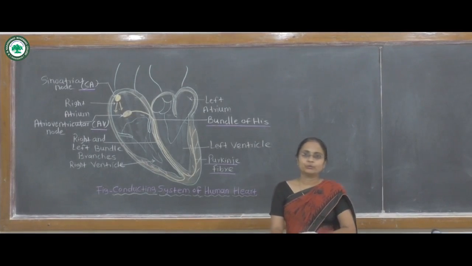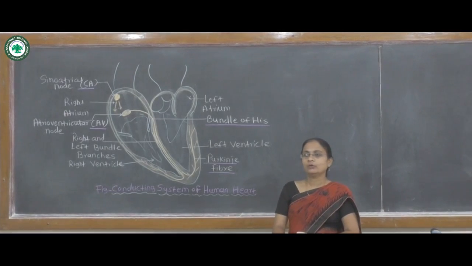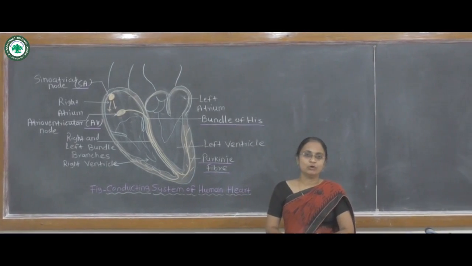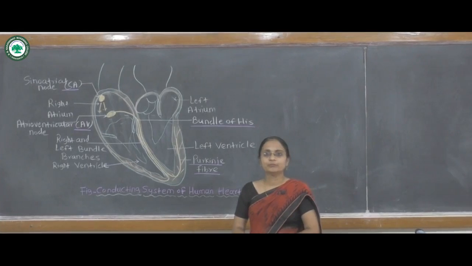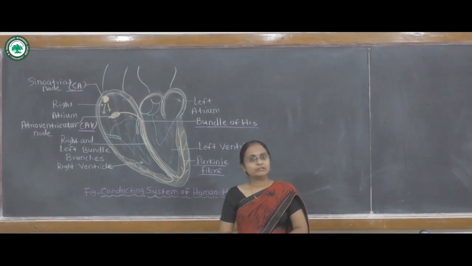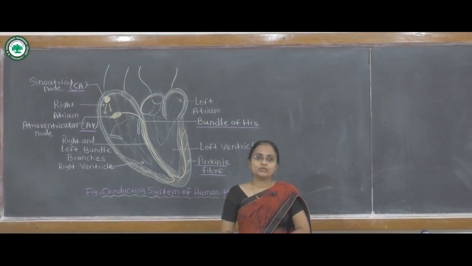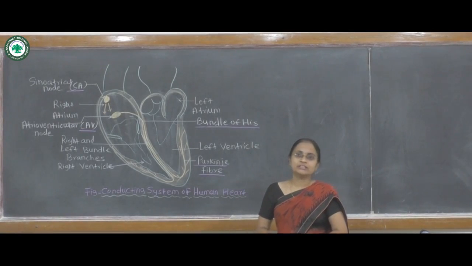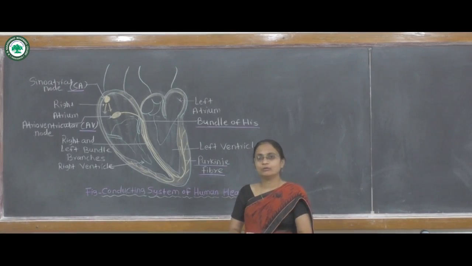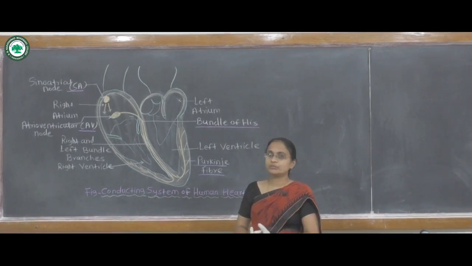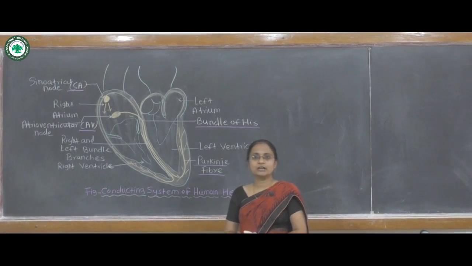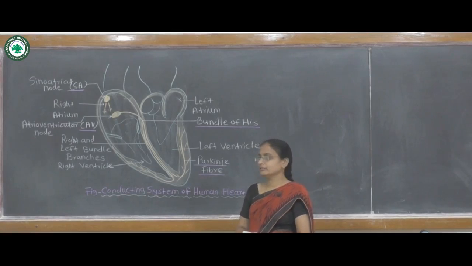In this video, we are going to study how the conducting system of the human heart works in the body. Before that, you should know about the parts of the internal structure of the human heart. We know that it is made up of four chambers: the upper chambers known as atria and the lower chambers known as ventricles.